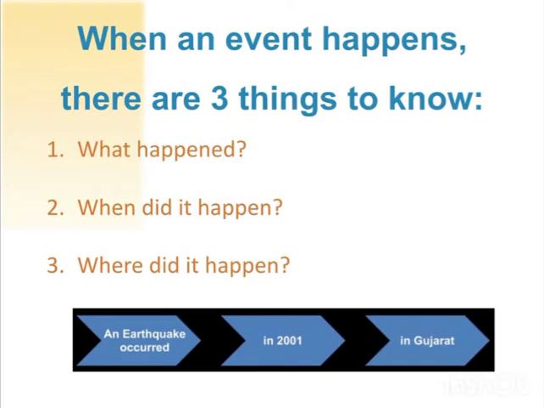Now, when an event happens, there are three things to know: what happened, when did it happen, and where did it happen. Now, suppose there's an earthquake occurred. So, what happened? An earthquake. Now, when did this happen? In 2001. And where? In Gujarat.